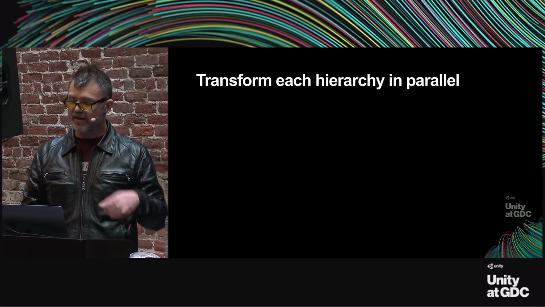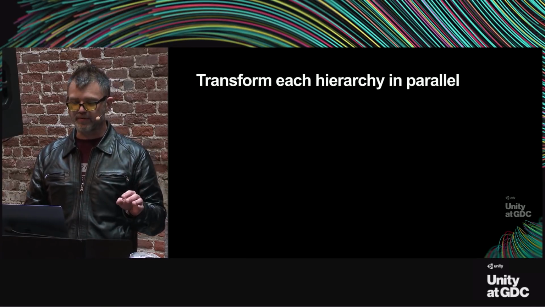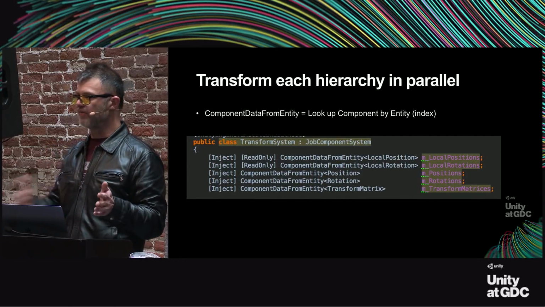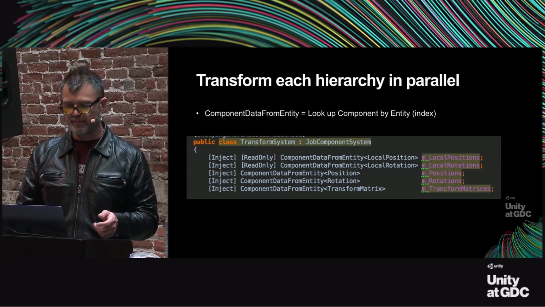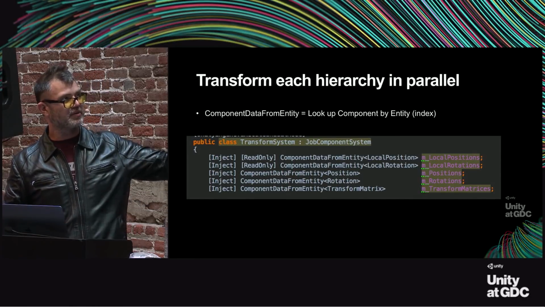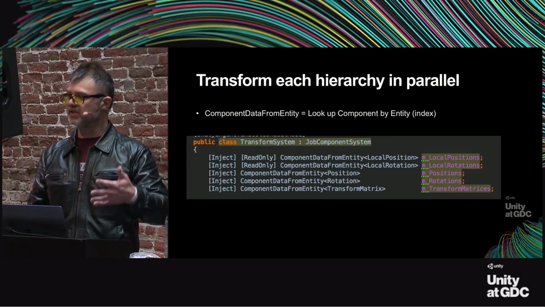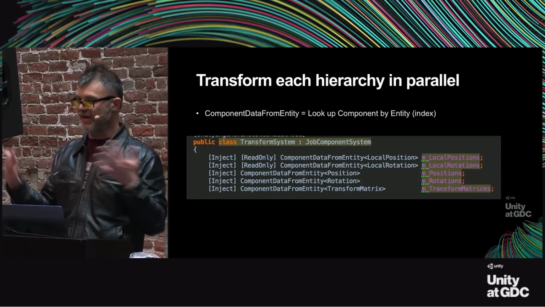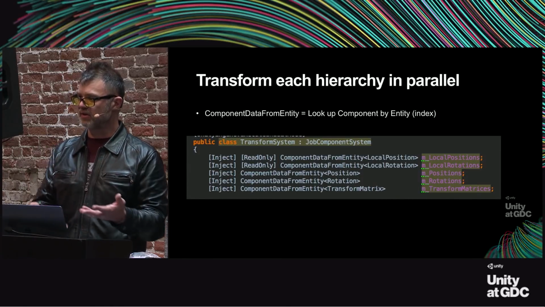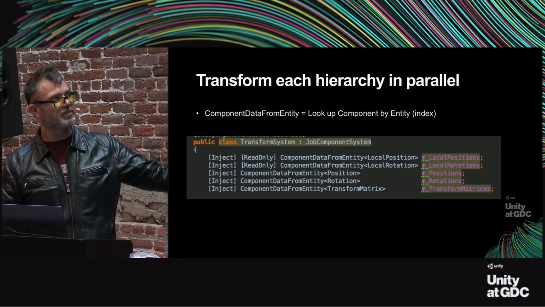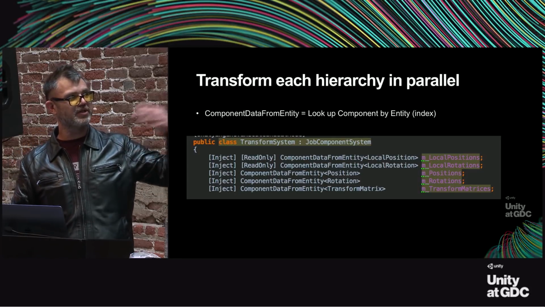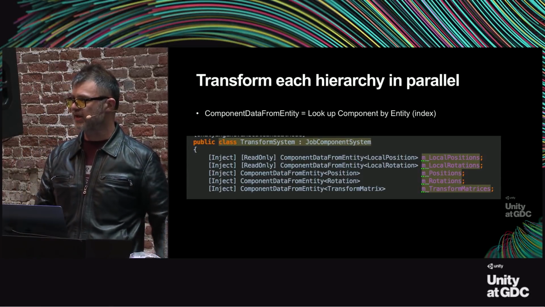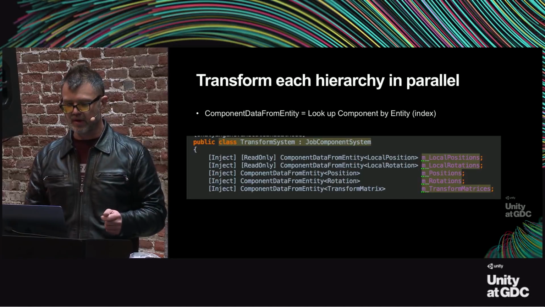So given that we've done that in parallel for every root in a very straightforward way, we can now, starting at the roots, transform every one of your hierarchies in parallel. And we can do that because the entity is essentially just an ID, so we can specialize in our component streams with this thing we call component data from entity, right? You can use the entity as basically an index lookup into a component stream. So in this particular case, I'm declaring that I want this data: local rotations, local positions, rotations, positions, matrices. I want to be able to look up this stuff by entity ID as opposed to incrementing index.